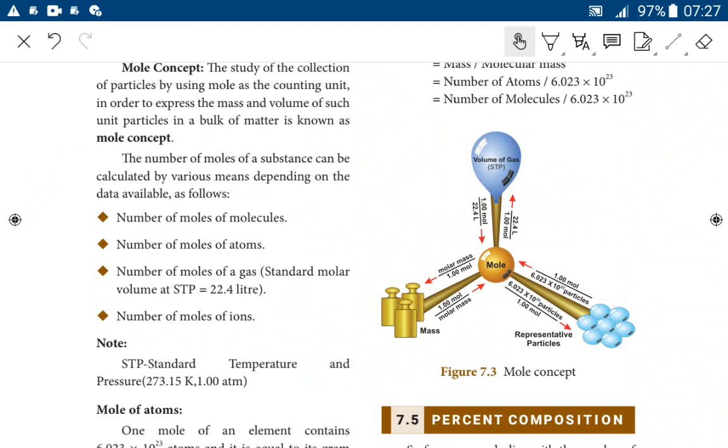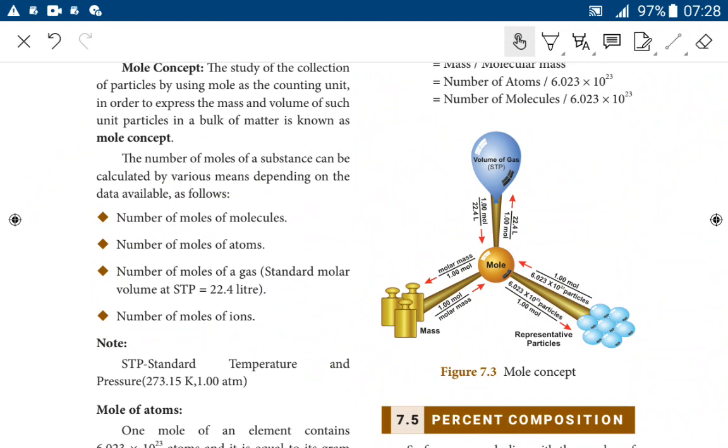So mole means that one mole of a substance occupies 22.4 liters at STP. At the same time, 1 mole of any substance always has the gram molecular mass of the substance. For example, 1 mole of ammonia has its gram molecular mass: nitrogen is 14, hydrogen 3, so 14 plus 3, 17, is the gram molecular mass, that is equal to 1 mole.